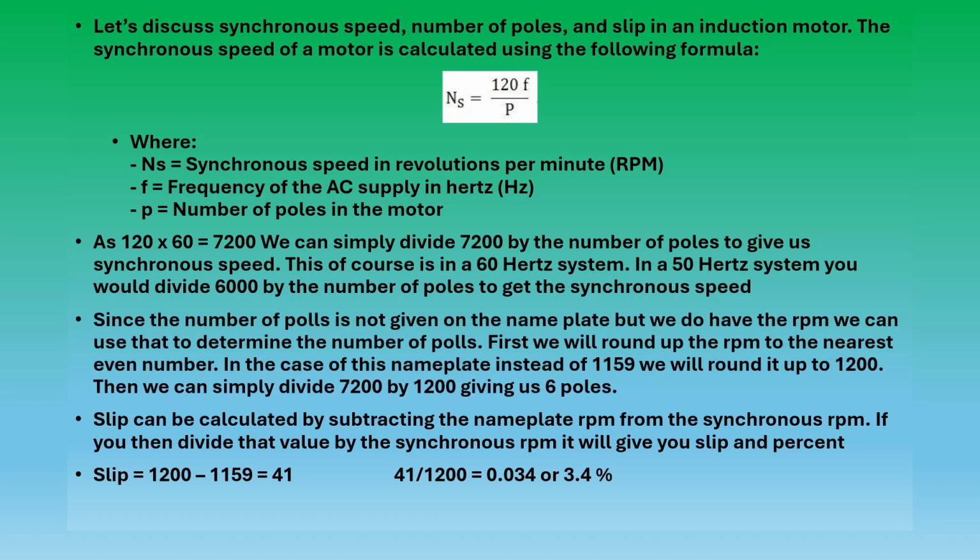Since the number of poles is not given on the nameplate, but we do have the RPM, we can use that to determine the number of poles. First, we will round up the RPM to the nearest even number in hundreds. In the case of this nameplate, instead of 1159, we'll round it up to 1200. We can then simply divide 7200 by 1200, giving us 6 poles.